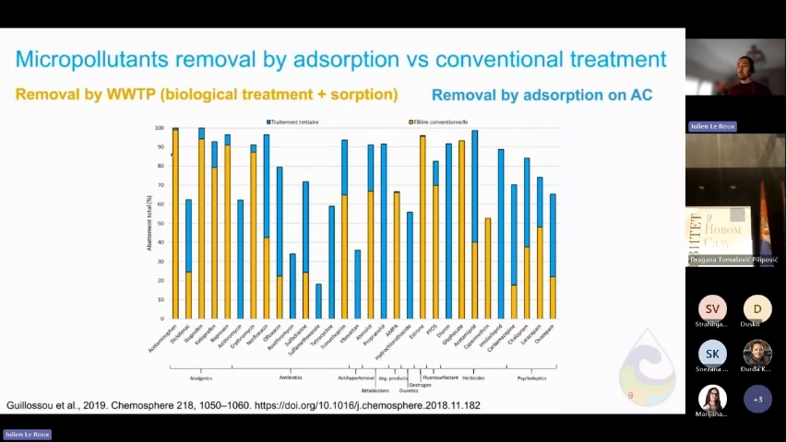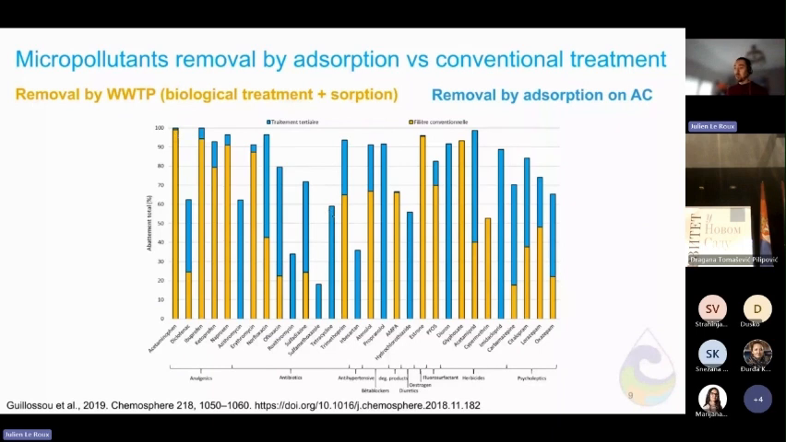In this graph, you can see that there is a lot of differences between the molecules. For example, some of them, like acetaminophen, are almost entirely removed by the biological treatment. It's a removal of, in yellow here, around 98-99% in the wastewater treatment plant. And the adsorption on activated carbon is just a bit more.